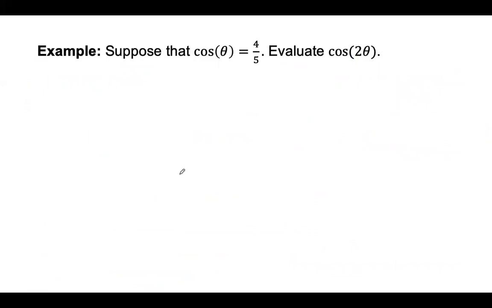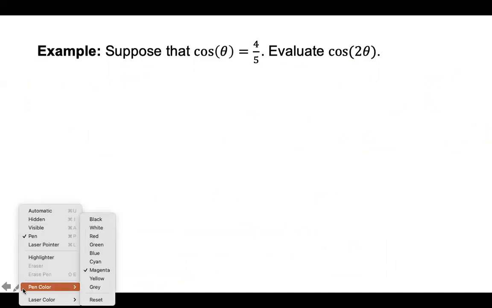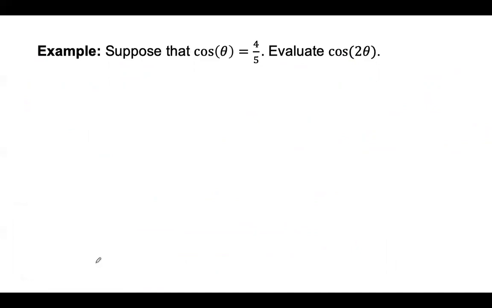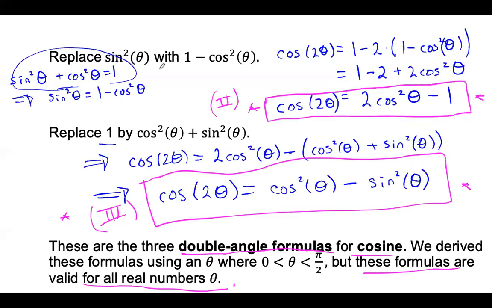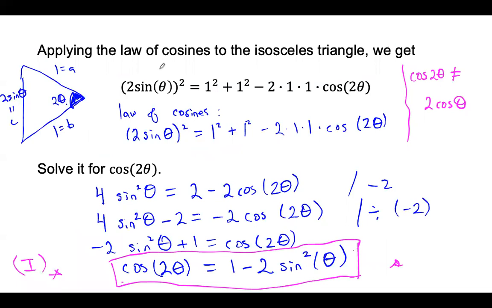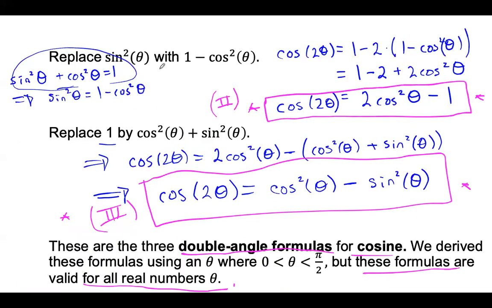Now, suppose that cos of theta is equal to 4/5. Evaluate cos 2 theta. So we're going to, of course, use the double angle formula. But which double angle formula do we wish to use? 1, 2, or 3? Anyone?